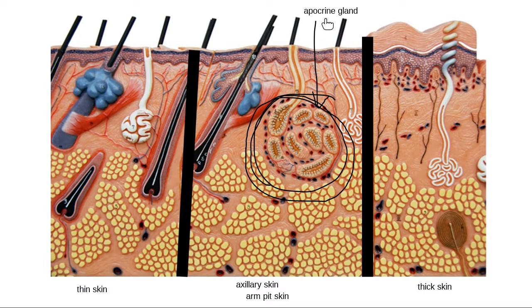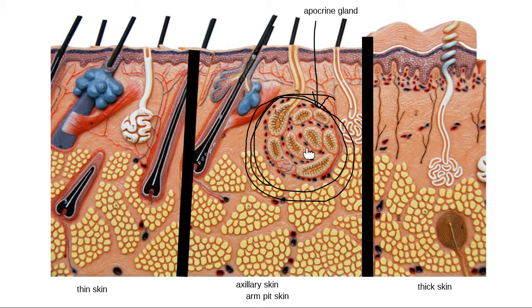I like to call apocrine glands the body odor glands. These are the ones that aren't active until puberty. Once someone goes through puberty, these start to get active. And we all know what that's like when they get active. It's when you go through that awkward teenager year where you realize, oh, I probably need to start wearing deodorant.